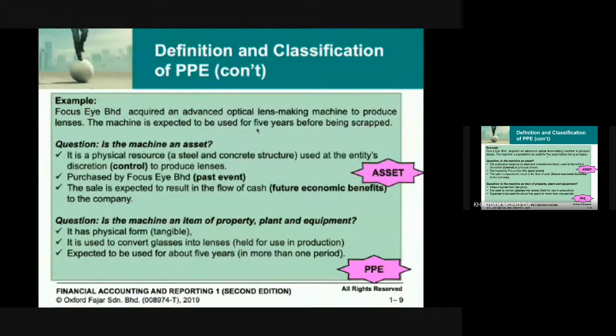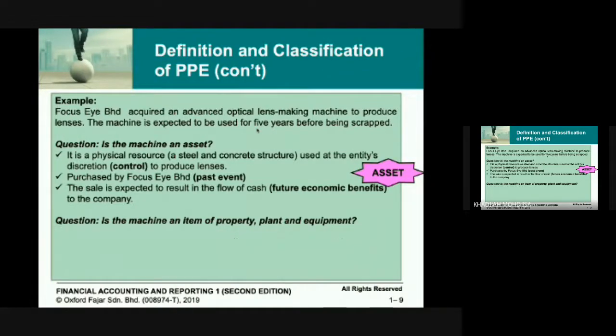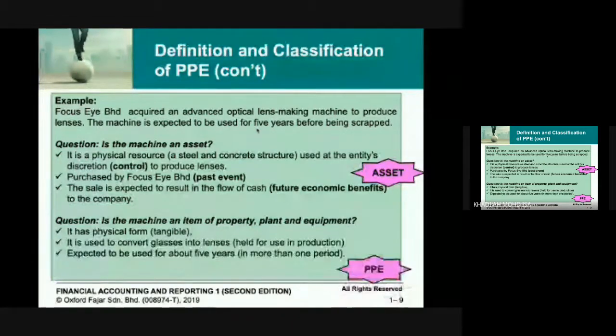Because remember that under asset, we have two types of asset: the non-current asset and the current asset. So this is a non-current asset. And for non-current asset, we have two types: the PPE and the intangible asset, if you remember from the first slides before. So now you know how to decide whether it is an asset, and if it's an asset, whether it is a PPE to the company. So that's how you look into that item. You have to decide, because remember that we are decision makers.